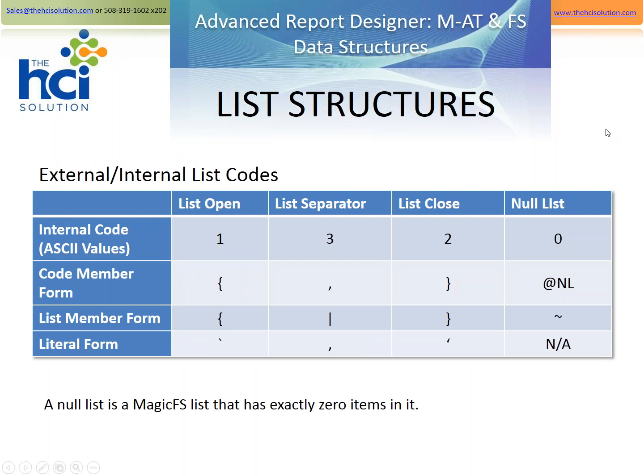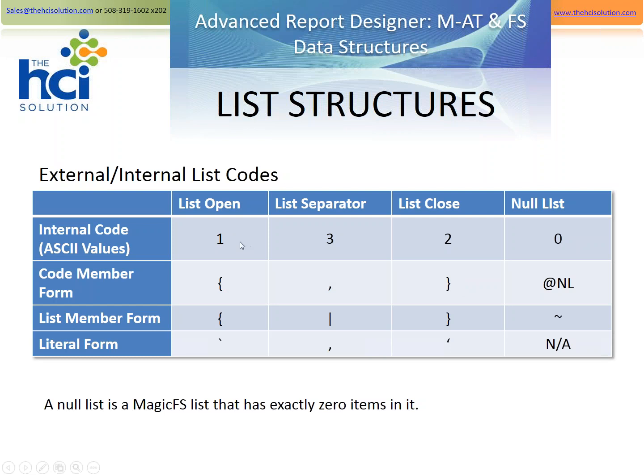This table describes the structure of the list: how the beginning of the list is represented, how list members are separated, and how the list is terminated. What I had shown up until this point is this code member form, where the left curly brace represents the start of the list, the comma is a separator between list elements, and the end of the list is a right curly brace.